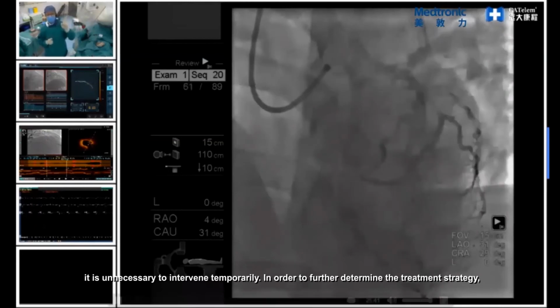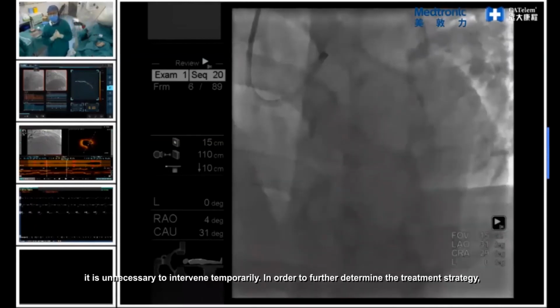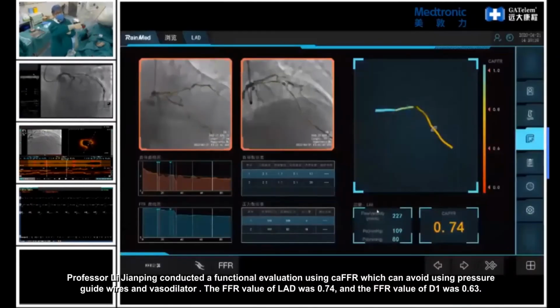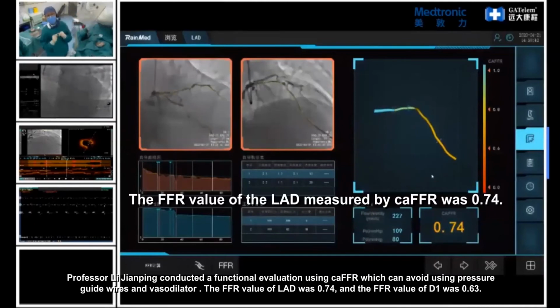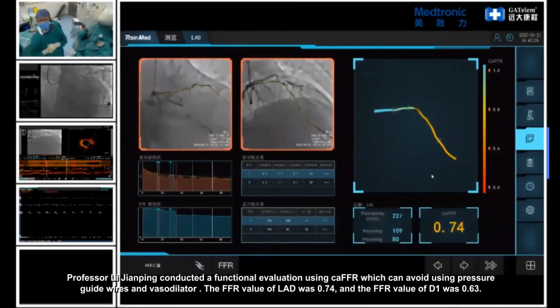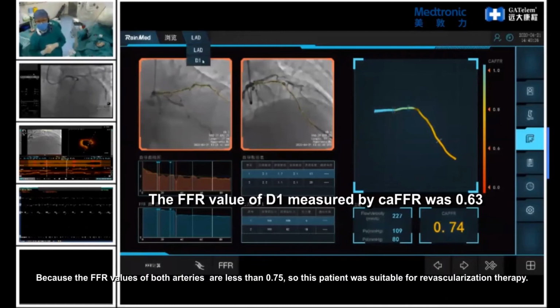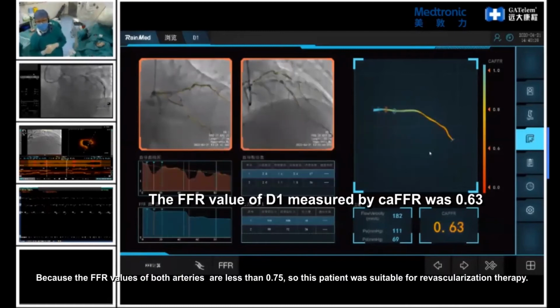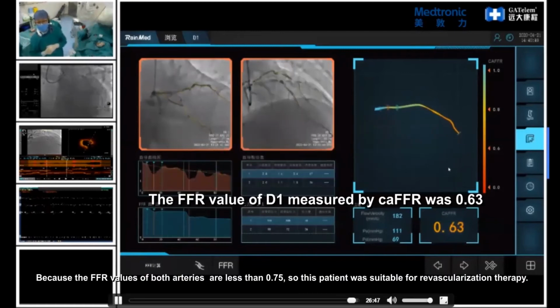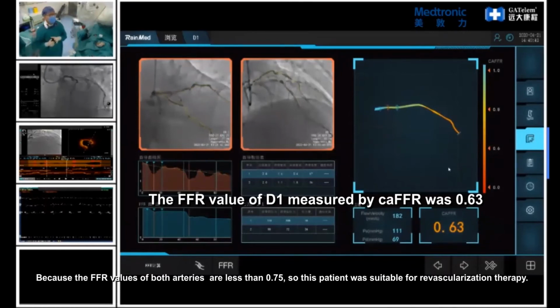In order to further determine the treatment strategy, Professor Li Jianping conducted a functional evaluation using caFFR, which can avoid using pressure guide wires and vasodilator. The FFR value of LAD was 0.74, and the FFR value of D1 was 0.63. Because the FFR values of both arteries are less than 0.75, this patient was suitable for revascularization therapy.